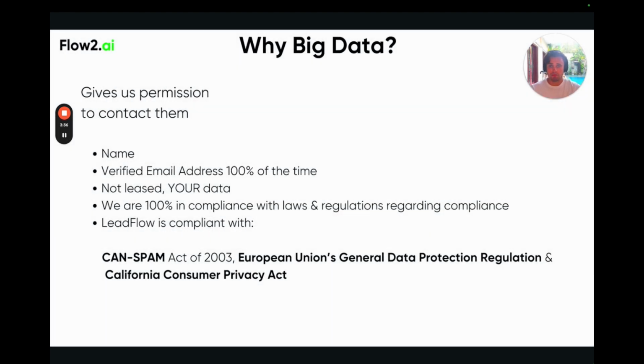Another thing that's important to mention is the reason we use big data companies. It's simply because it gives us the permission to contact these leads. Now, we won't contact leads unless they have already opted in to be contacted by marketing firms. With these leads, you always get a name and a 100% verified email address all the time. Also, very important to say that this is not leased data. You purchase it and you own it. And naturally, we are in 100% compliance with all the laws and regulations regarding compliance. So that's CAN-SPAM Act of 2003, the GDPR of Europe, and the California Consumer Privacy Act.